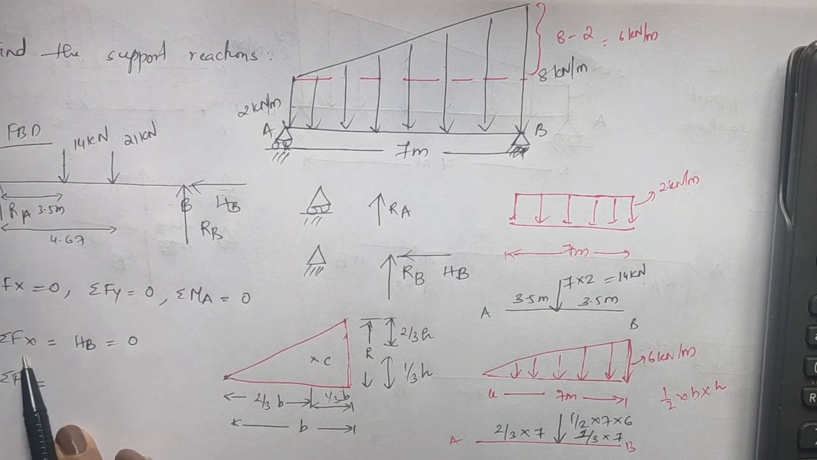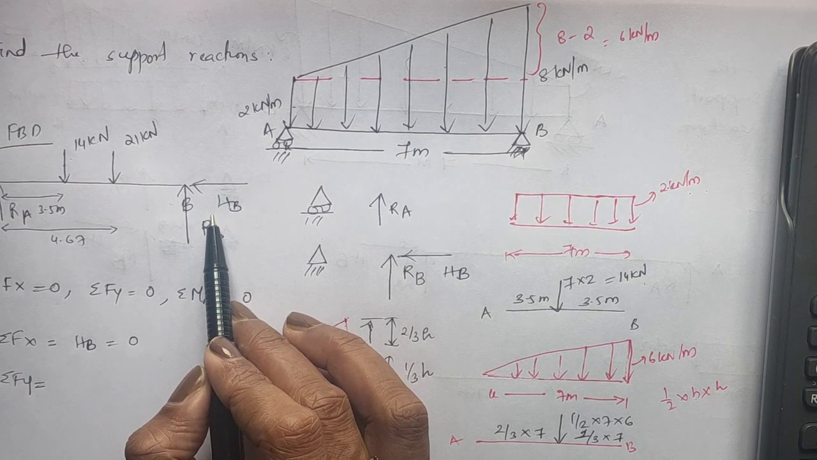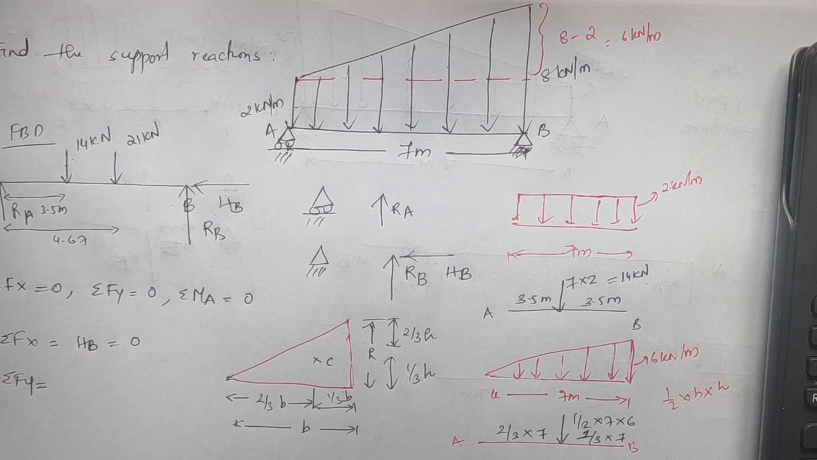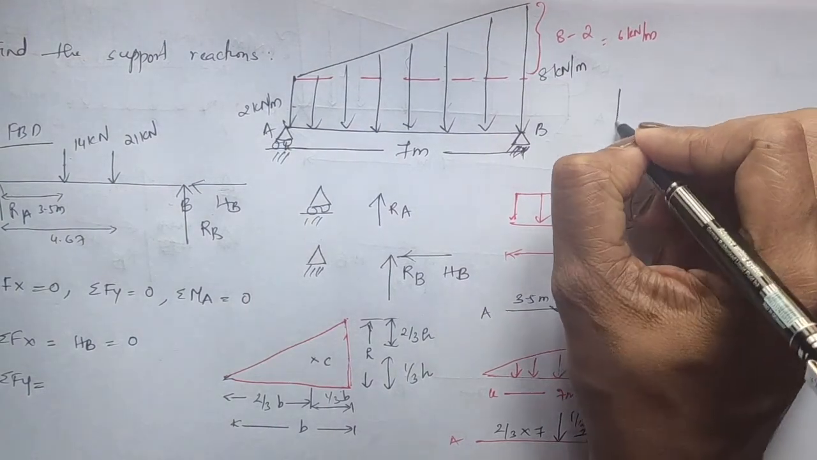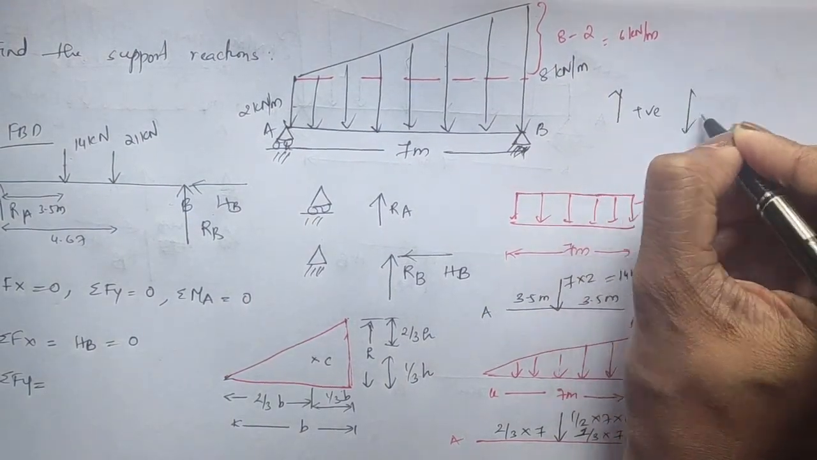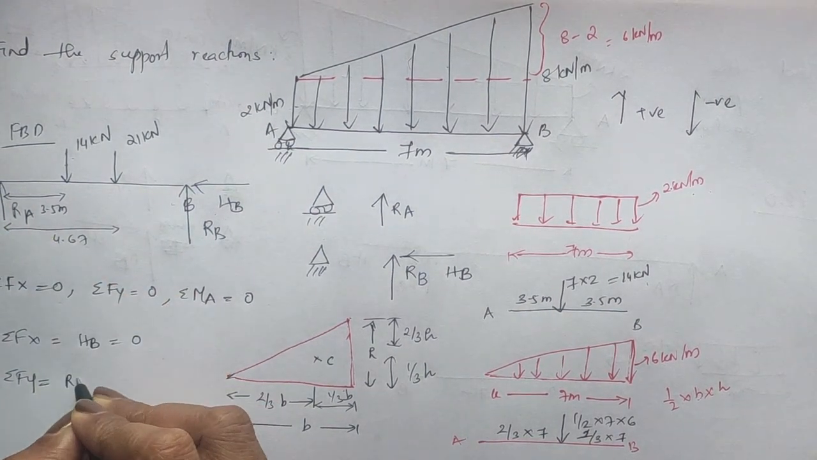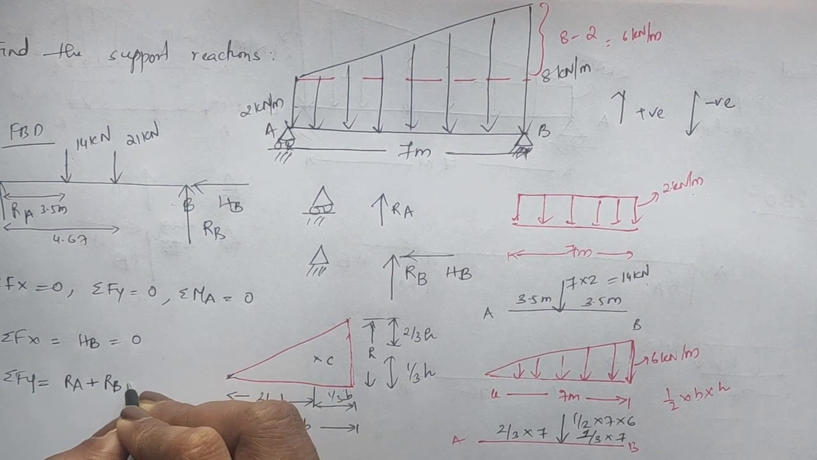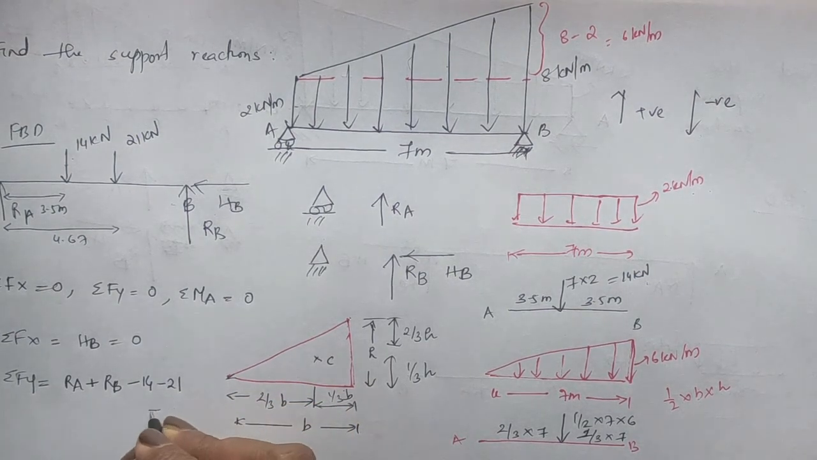So if you write down the Fx, you can see only one horizontal force is there, that is HB. And so it will obviously be equal to 0. Now if you write Fy, you can see many vertical forces there. The sign convention is: which is going up is positive and which is going down is negative. So as you can see here, RA is going up, so RA is positive. RB is going up, so RB is positive. 14 is going down, so negative. 21 is going down, so negative, equal to 0.